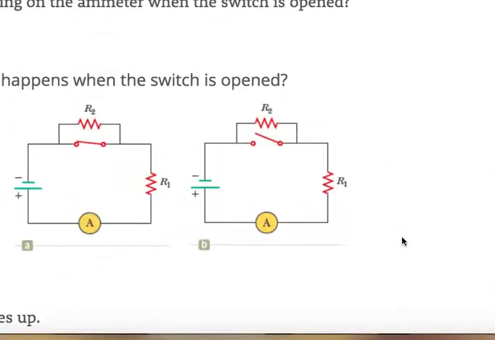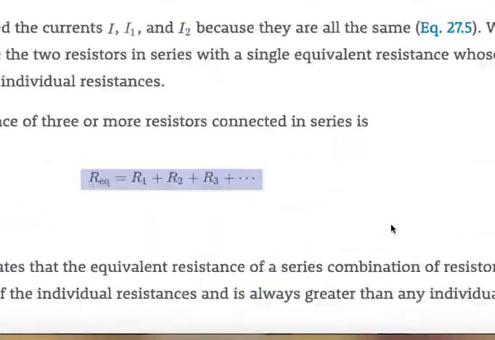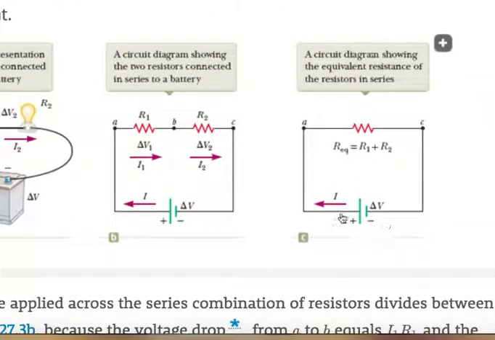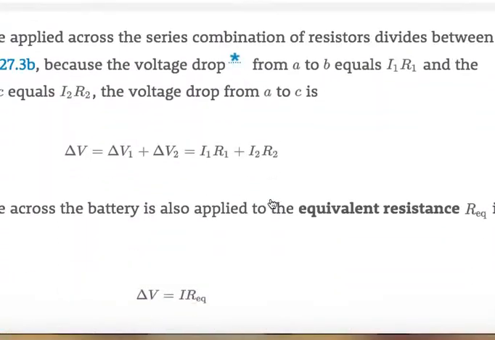Back to series circuits. For a series circuit, you will have the same current through the entire circuit and a different drop in voltage from A to B than necessarily from B to C, depending on the values of the resistors.